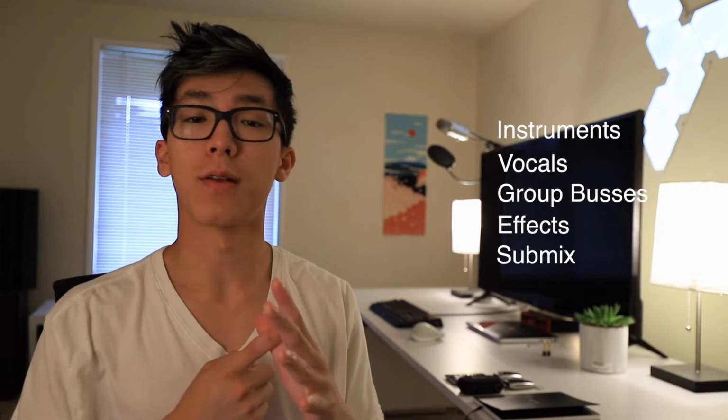The basics go as follows, from the top down the track list. You've got instruments, vocals, group buses, effects, submix, and master. That basically sums up my core tracks. Sometimes I set up a Q mix, but that's really rare since I can create a whole separate cue on a different device.